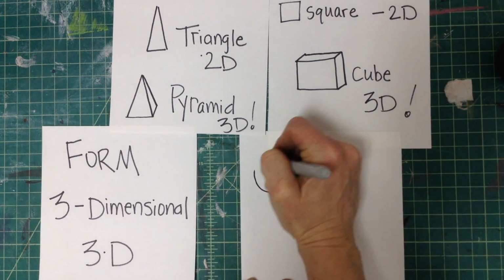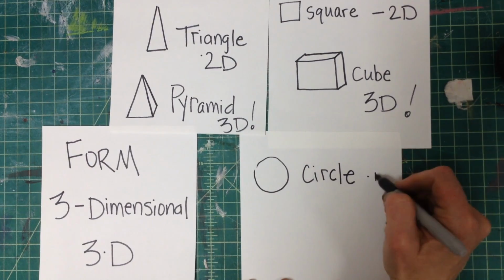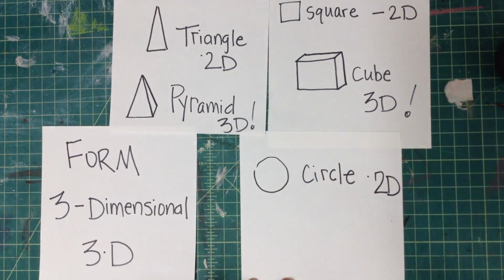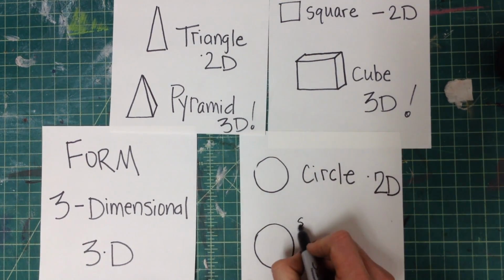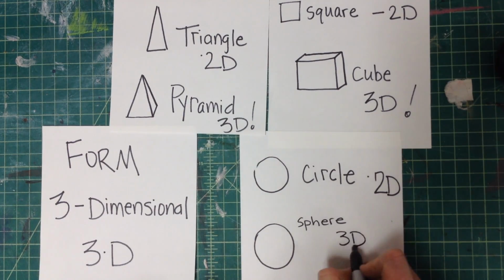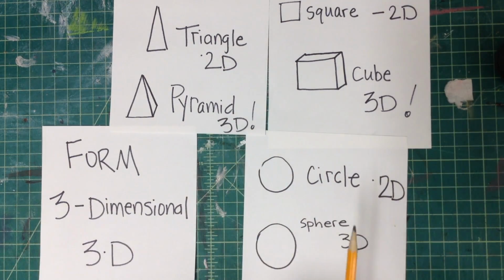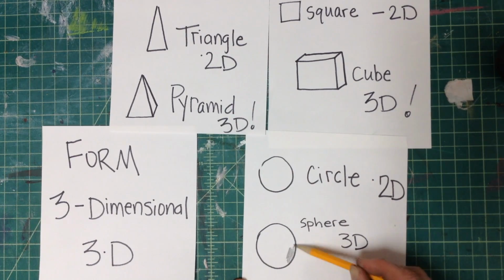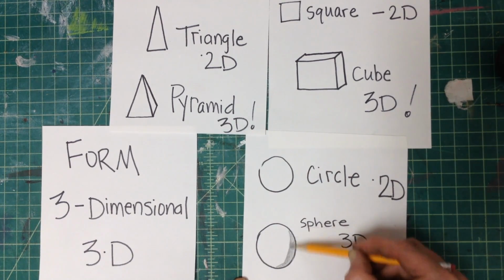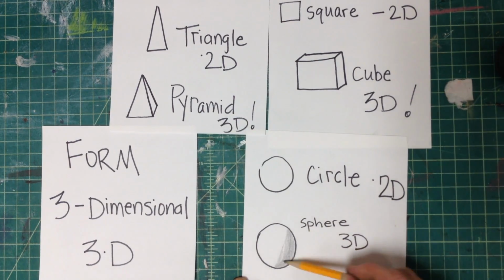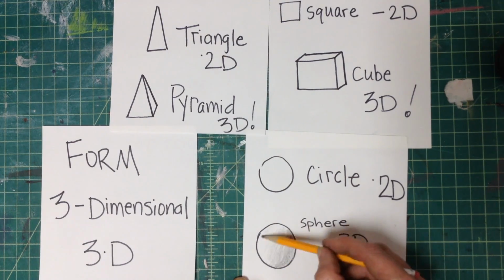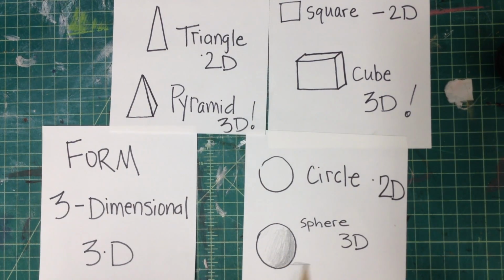A sphere is the 3D version of a circle. Spheres are fun because to make a sphere 3D, you have to use pencil shading. The shadow on the sphere makes it look like it's curving around.